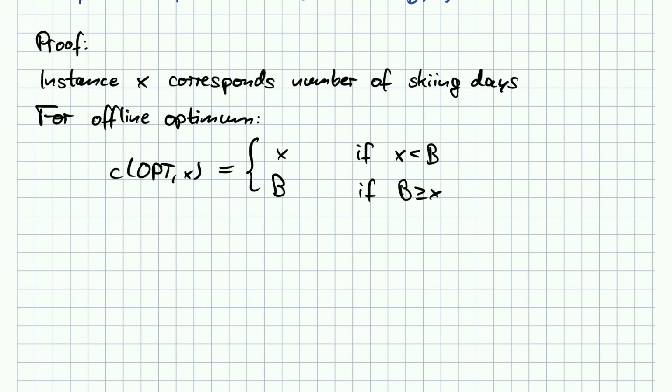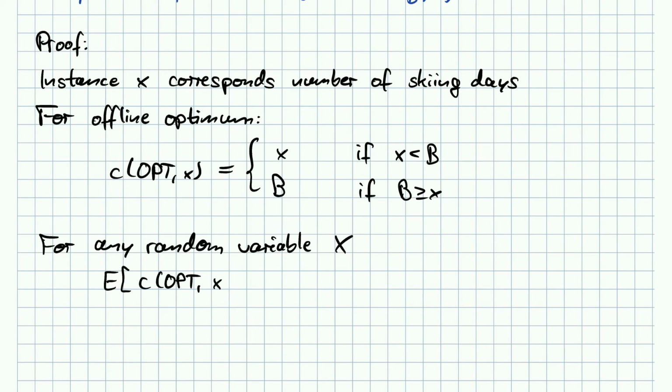And what does this mean? This means that for any random variable capital X, the expected cost of the offline optimum, crucially, the offline optimum, as I was saying, always knows the outcome of the random variable. So if this x takes values from t to b minus 1, then we'll have value t. Otherwise, we'll have a value of b.